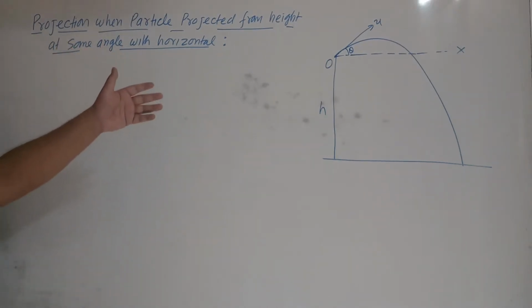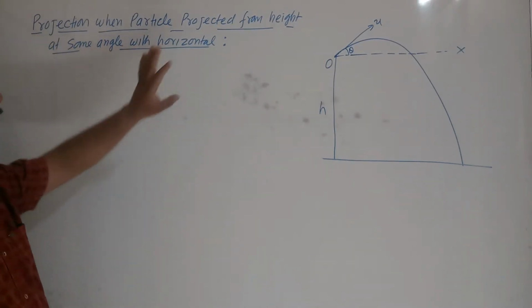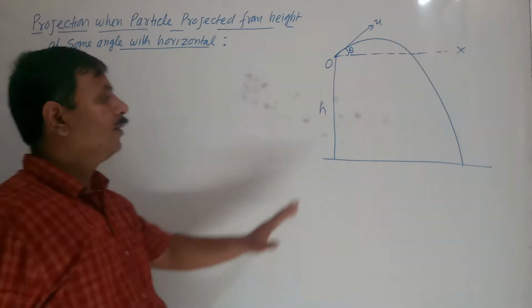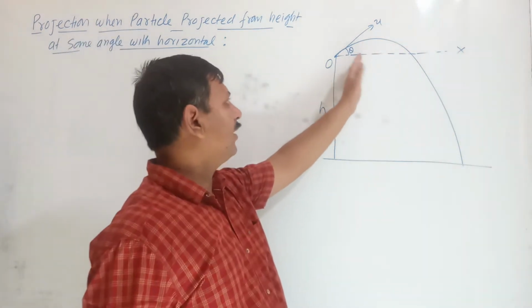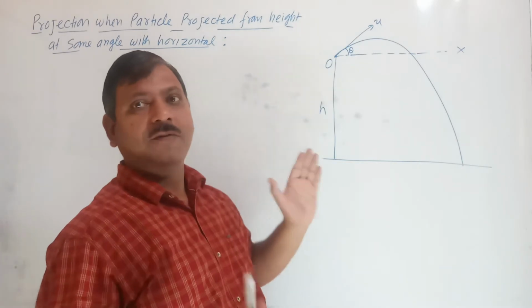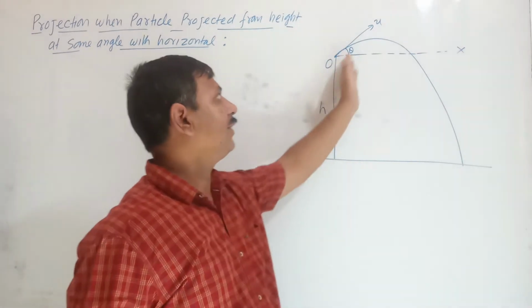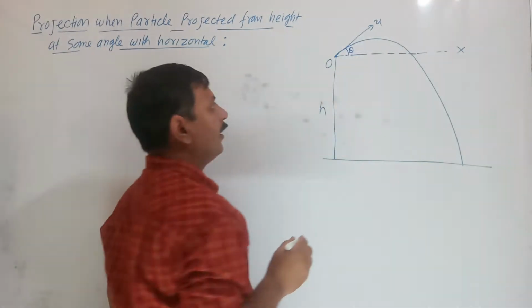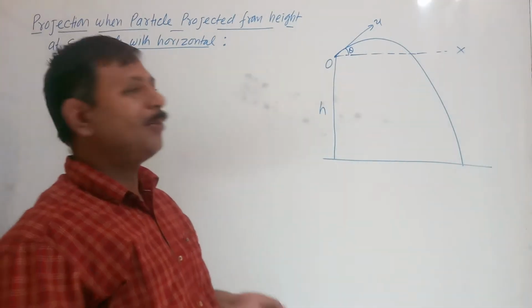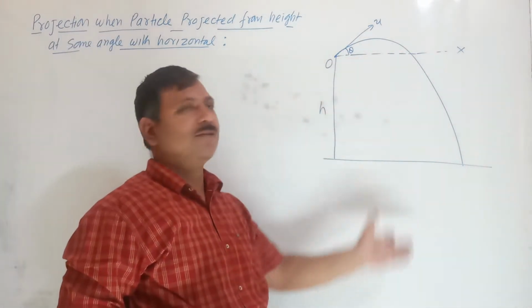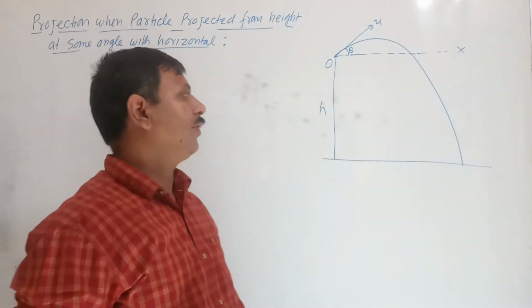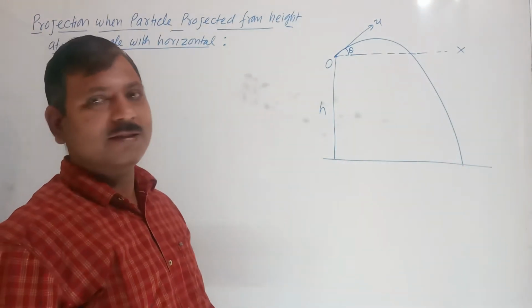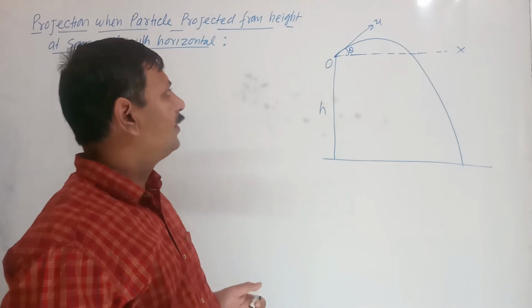Projection when a particle is projected from a height at some angle with the horizontal. Here, the particle is projected from a height h at some angle theta with the horizontal. What will be the time of flight? What will be the maximum height from the horizontal surface? What will be the range? How are we finding these? Let's see here.